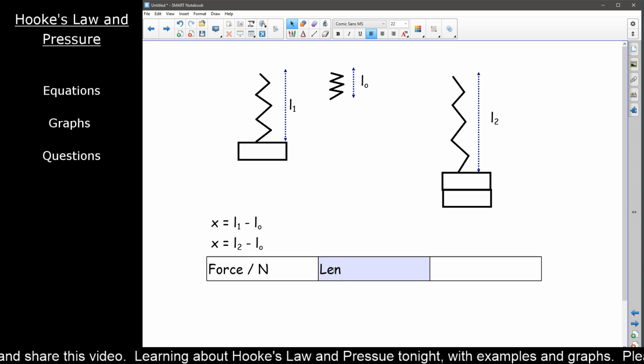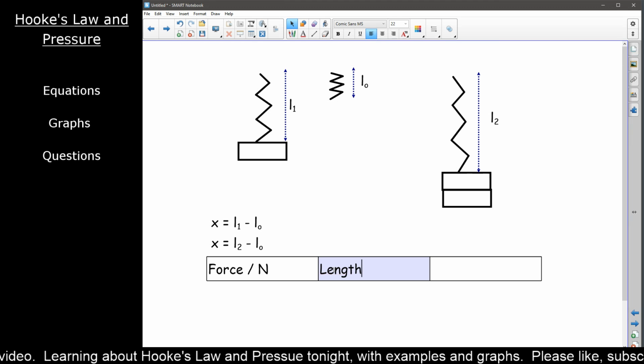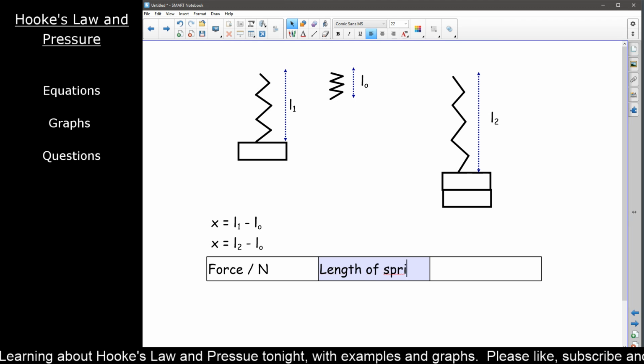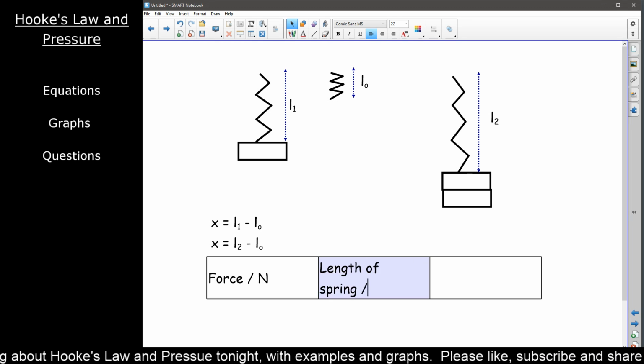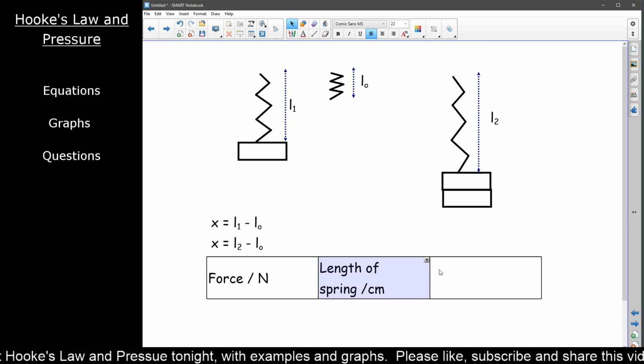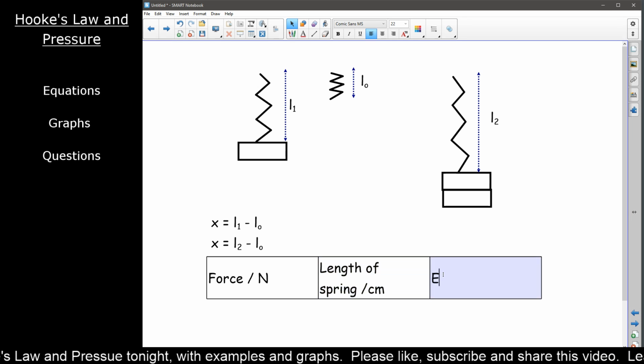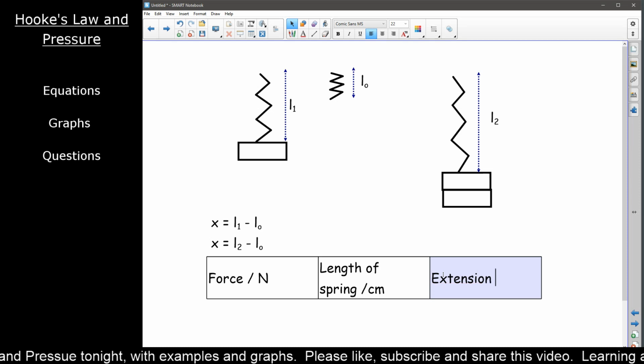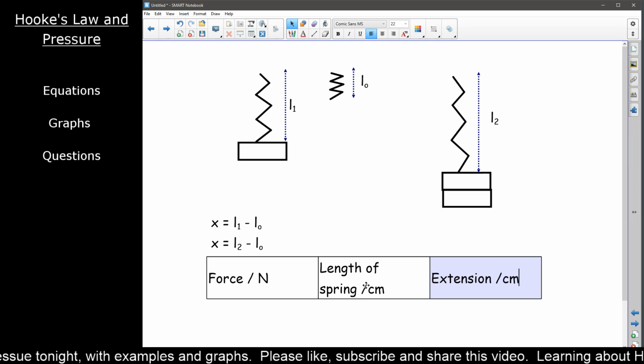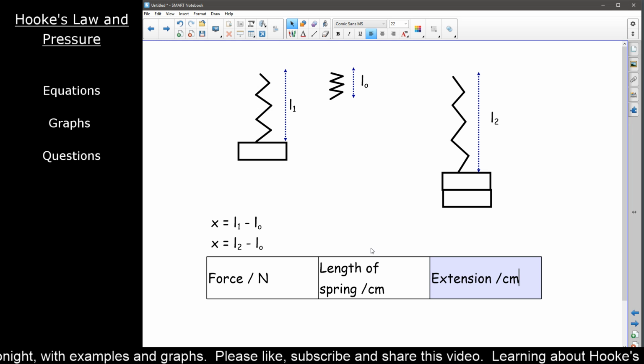Here we would have extended length or new length or just length of spring, and that's going to be measured in maybe centimeters, maybe millimeters. We'll get to that later. And then finally you'll have extension over here, and that's going to be measured in whatever the unit was that you measured the length in. Up somewhere else on your page you'll have a measurement of the original length, and you'll be able to fill that in.